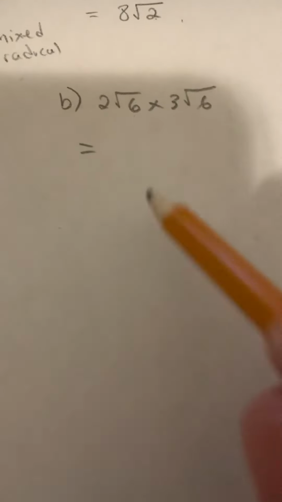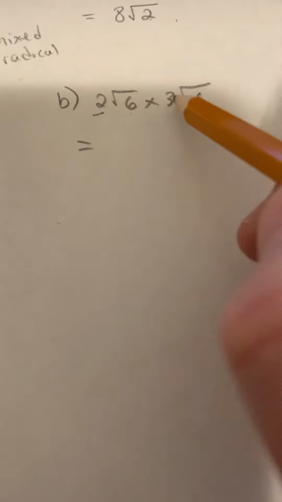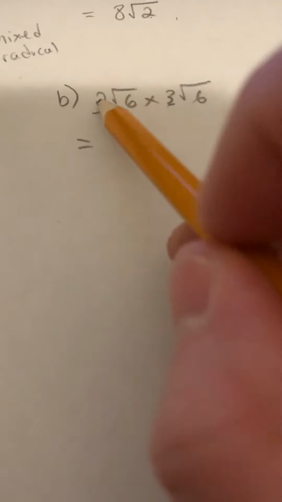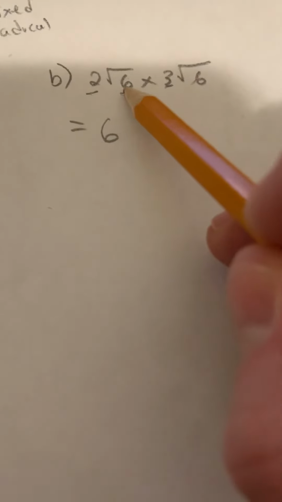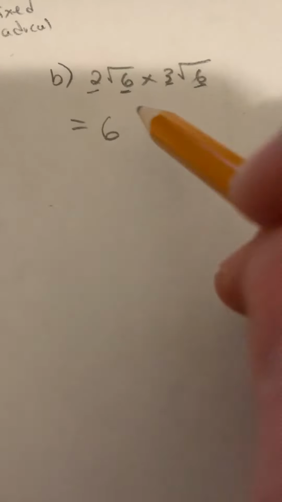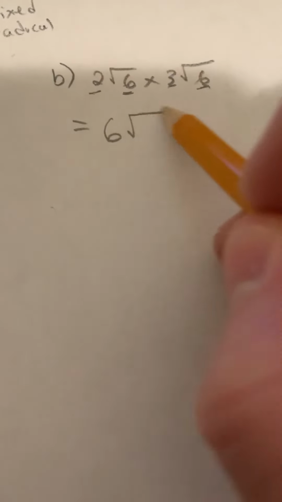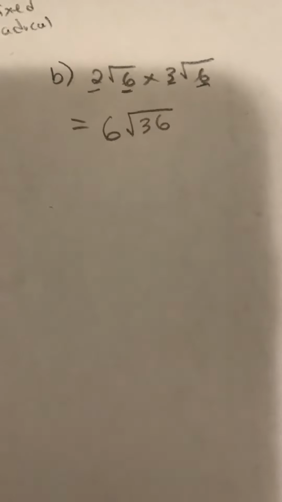Okay, so moving on. So we're multiplying now mixed radicals. We multiply the numbers in the front. So we do 2 times 3, which will give you 6. And then we multiply the numbers underneath the radical, or the square root sign, and we multiply them together. So we have the square root of 6 times the square root of 6 gives you the square root of 36.